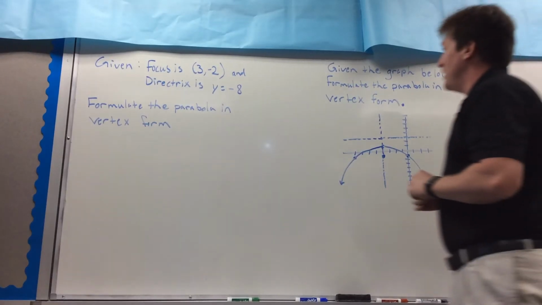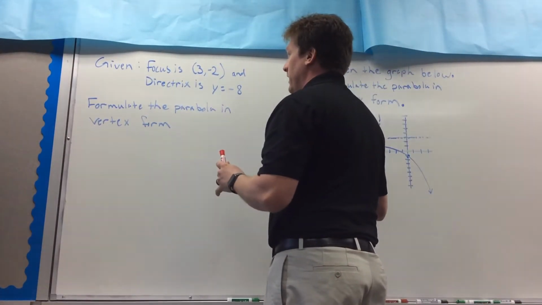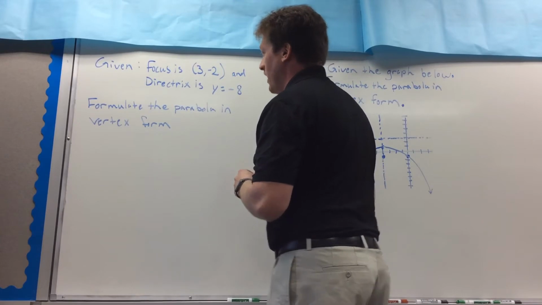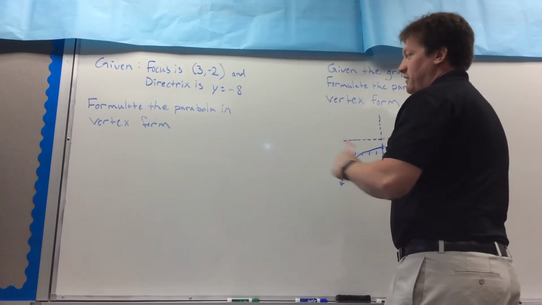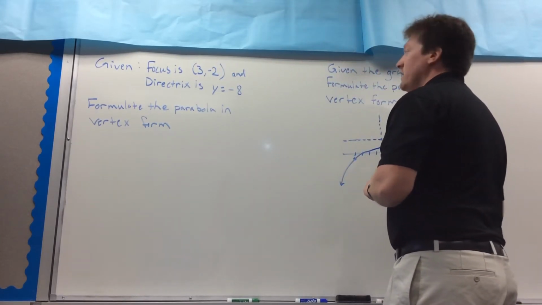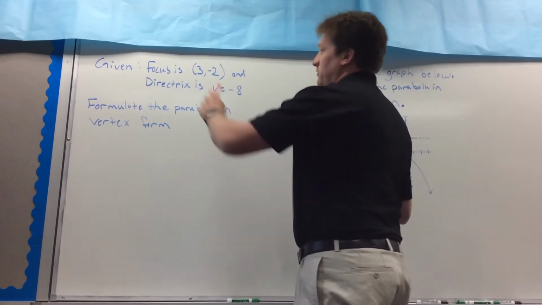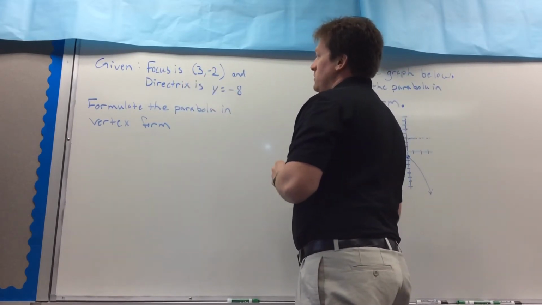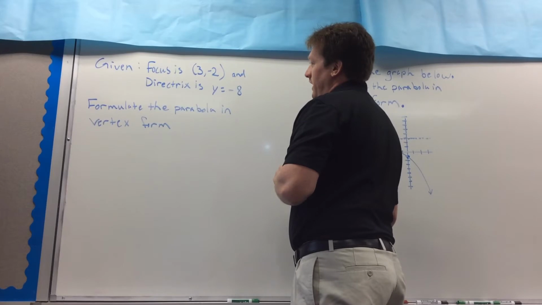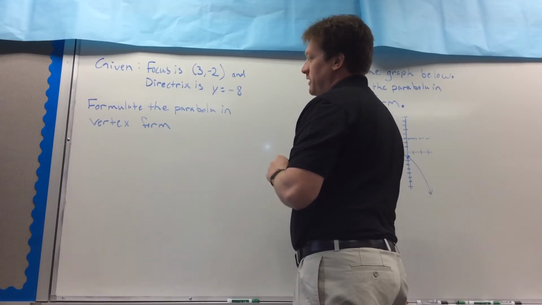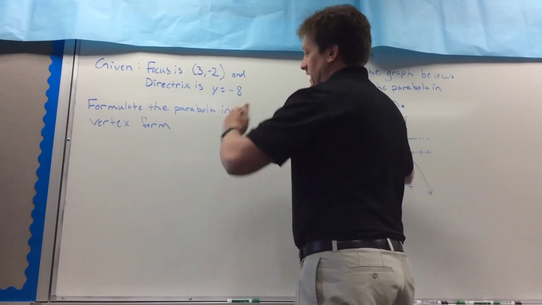All right, guys, today's warm-up, I wanted to give you information. I want us to work on vertical parabolas and have them be written in vertex form. So the first question says, given the focus is (3, -2) and the directrix is y equals -8, I need you to formulate the parabola in vertex form.